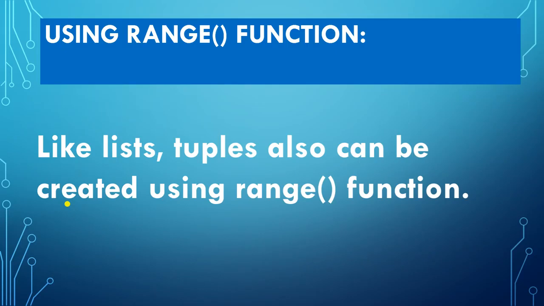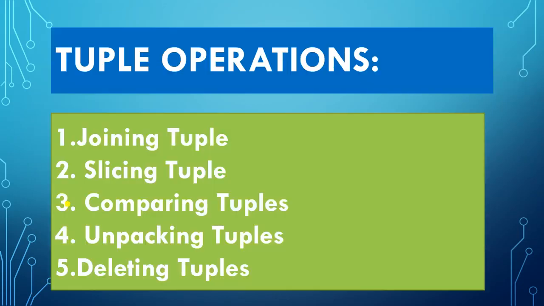So these are the methods to traverse the tuple: by using the in operator, and by using the range function with a for loop. Now next is the tuple operations. So there is joining tuple, slicing tuple, comparing tuples, unpacking tuples, and deleting tuple. These are the 5 operations that you will perform on tuples.